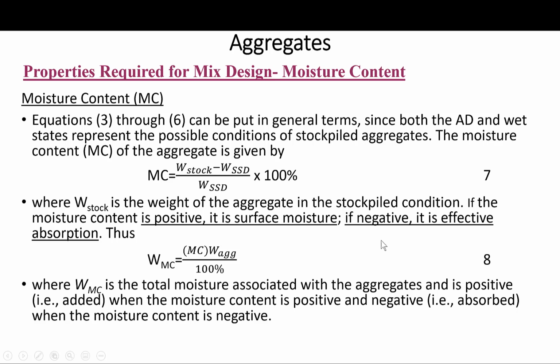The moisture content weight equals the MC times the weight of the aggregate over 100%. Equation number 8, where basically the WMC is the total moisture associated with the aggregate, and it is positive, meaning added, when the moisture content is positive, and negative, meaning absorbed, when the moisture content is negative.